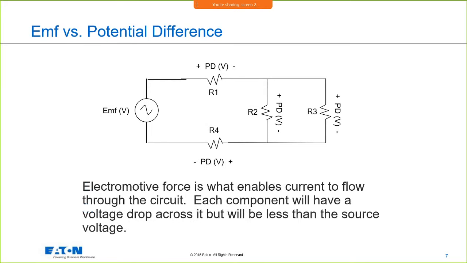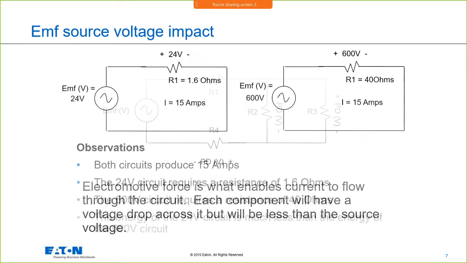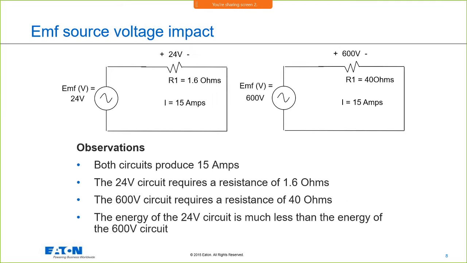So if I take a look at a circuit like this, I can push current through this circuit. I can push 1.6 ohms. I can push 15 amps at 600 volts, or I can push 15 amps at 24 volts. It all depends upon the resistance. If I have more voltage, I need to have more resistance in the picture to limit my current to 15 amps. If I have less voltage, I need less resistance to make sure that I can still push 15 amps through the circuit. And this is basically how we test a lot of our circuit breakers.